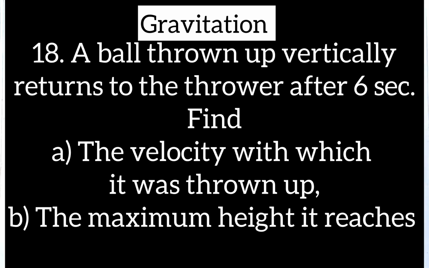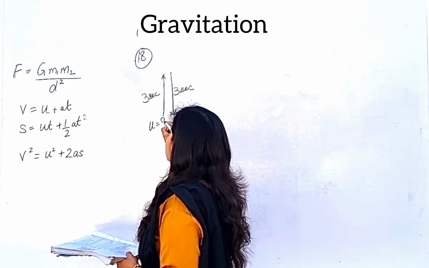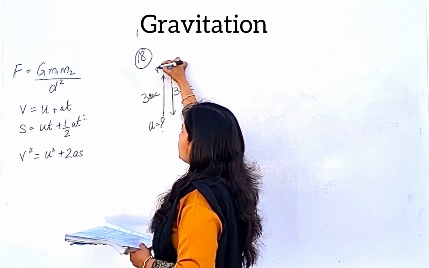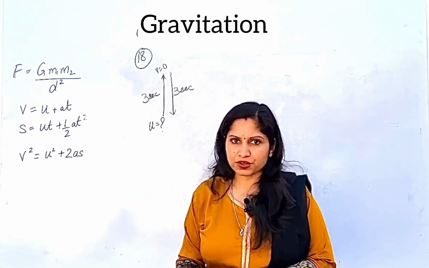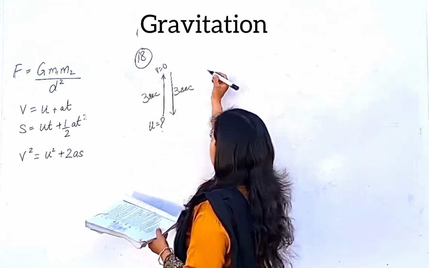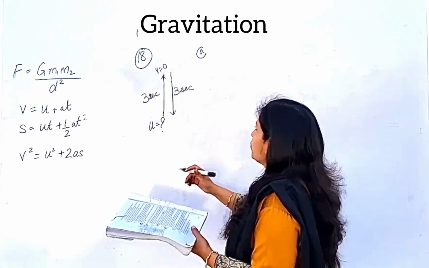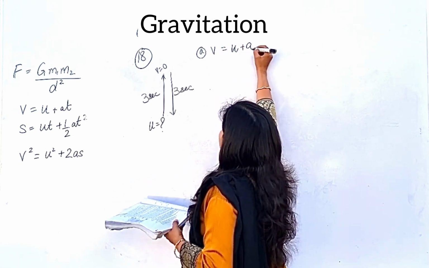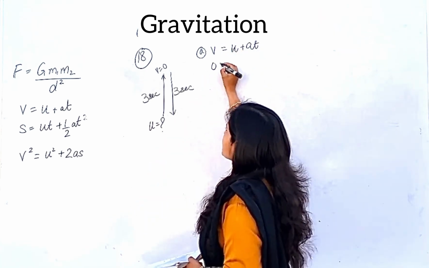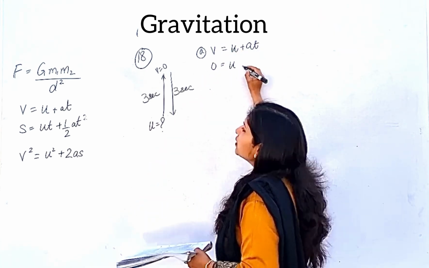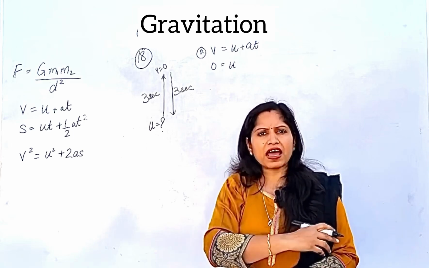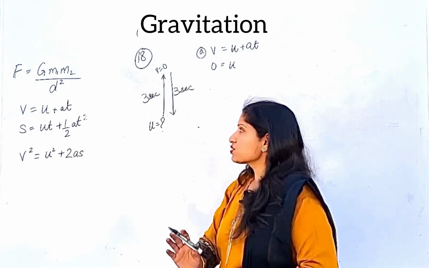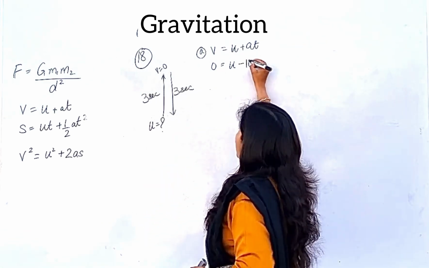You have to calculate the initial velocity with which it was thrown upward. When it's thrown upward, the final velocity is going to be 0. So let's find the initial velocity using the first equation of motion, v = u + at. Final velocity is 0, initial velocity is to be found. You can take the acceleration due to gravity as 10, but it's going against gravity, so it should be taken as minus 10.